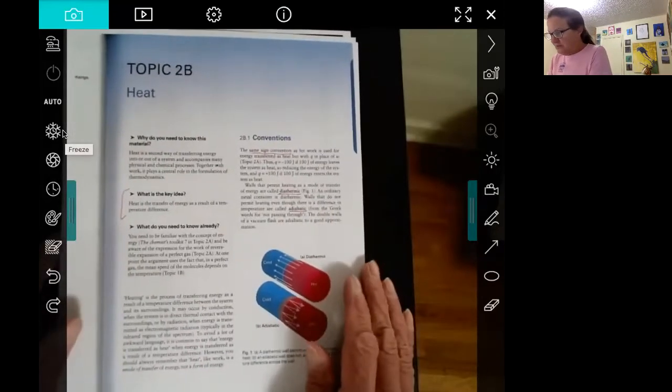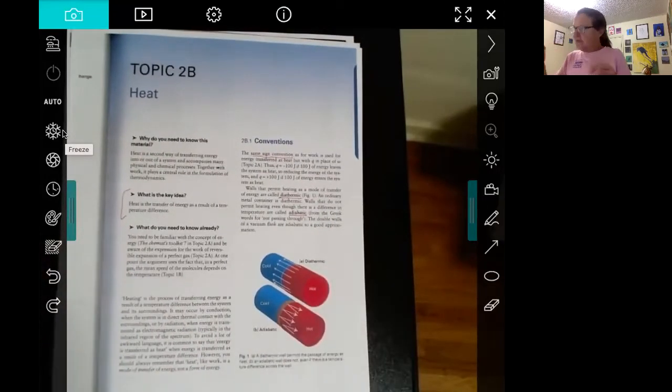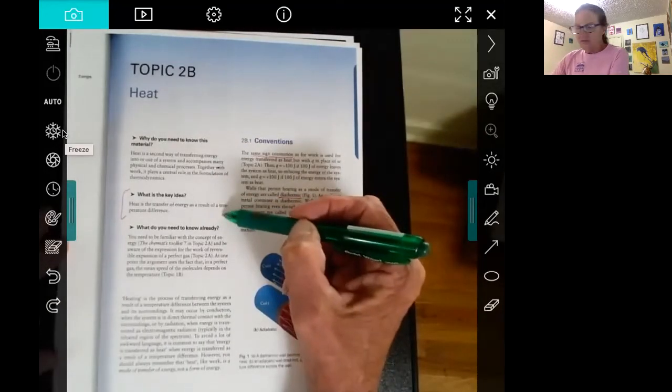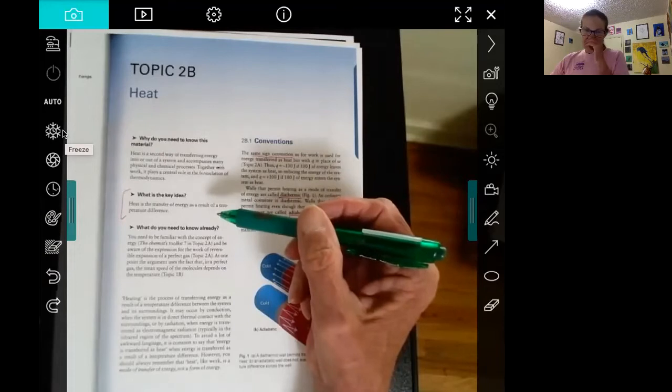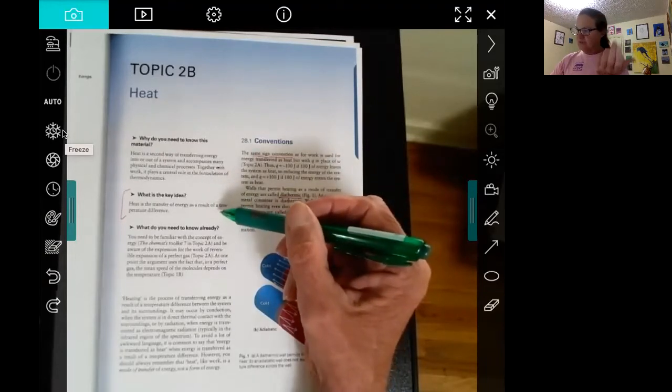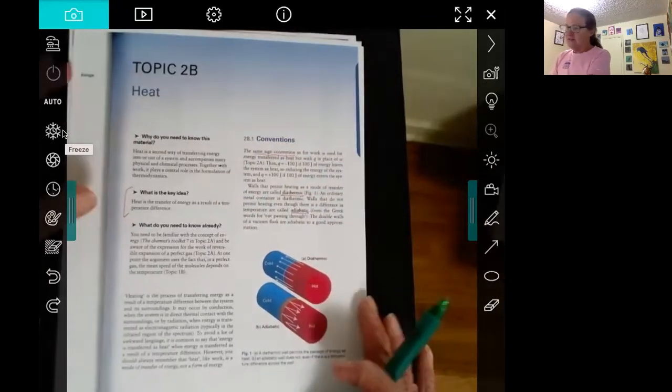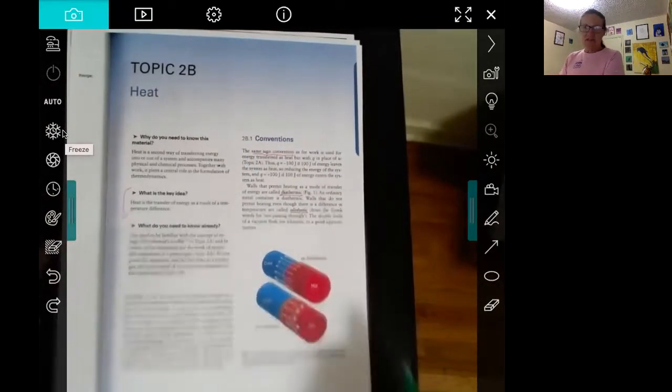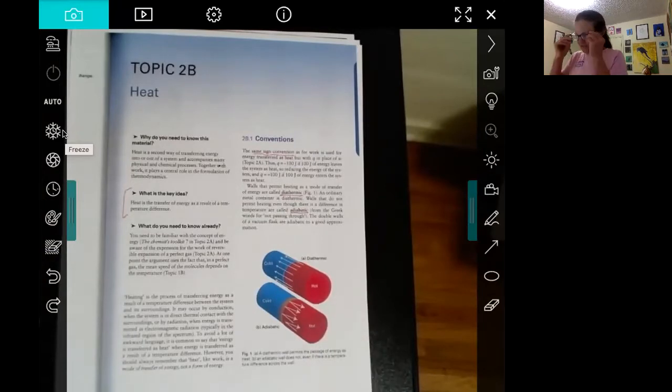So heat is the transfer of energy as a result of a temperature difference. So we know if something's at a higher temperature next to something at a lower temperature, heat will flow from hot to cold. The second law of thermodynamics will help us understand why it always goes from hot to cold and not cold to hot.